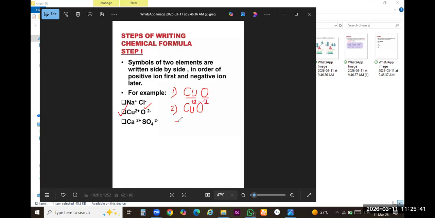Clear? In the third step, I have told you about this concept. The valencies will be cross-exchanged, or you can say the crisscross method as discussed in your book. Like this. We will write down their valences in the fourth step in the lower right corner. Done?